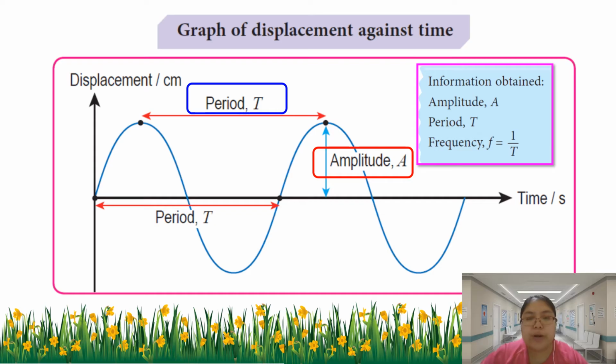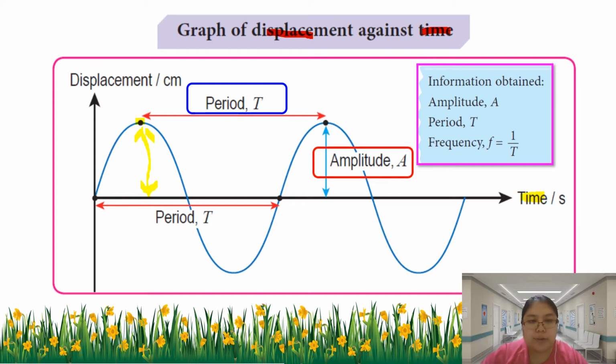Okay, now we go to another graph. This is displacement against time. Let me see what we can find from here. First, the pattern is the same. Just now, here is time, just now that one was distance. From this graph, also the same, we can find amplitude. Amplitude is the maximum displacement from the horizontal line.